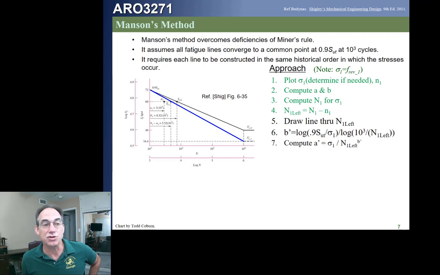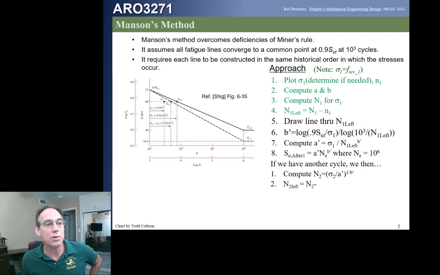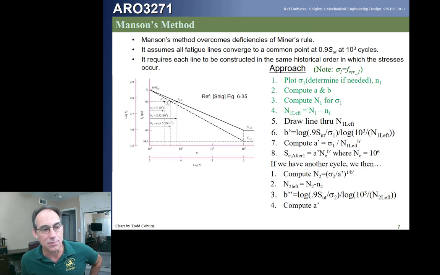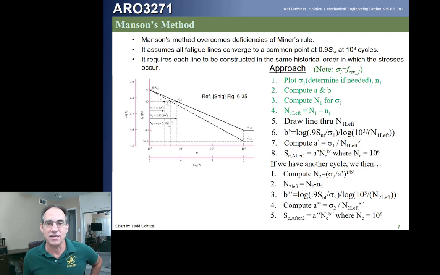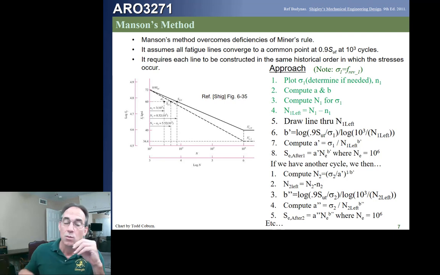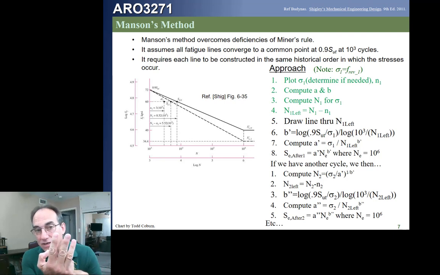Once we have B prime, we'll use B prime and N left to calculate our new A. We now are going to use both the A and the B to calculate what the new endurance limit is. And then if we have another cycle, we will do the same process, calculating its allowable using the new values of A prime and B prime, its N left using the calculated value, calculate a new B prime, a new A prime, and then continue. That's the Manson rule. So we have 3 methods for evaluating fatigue.